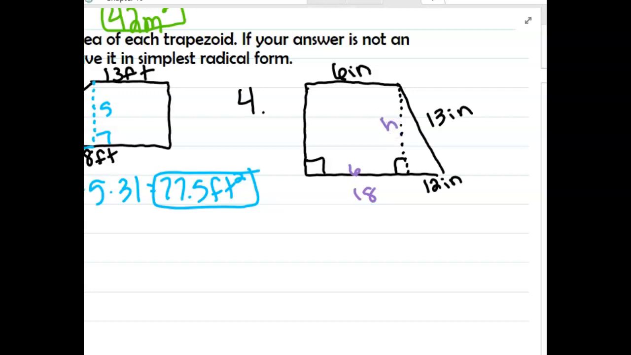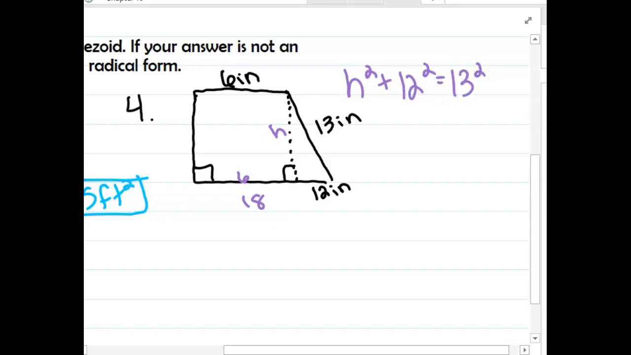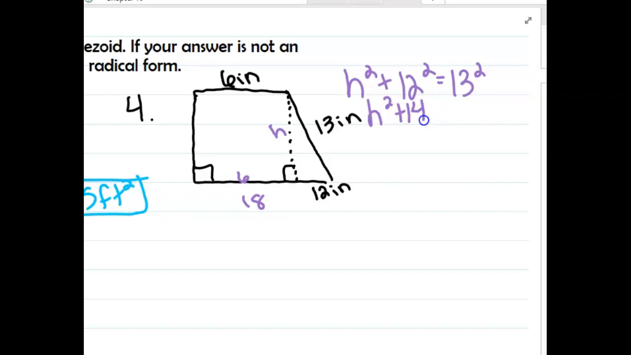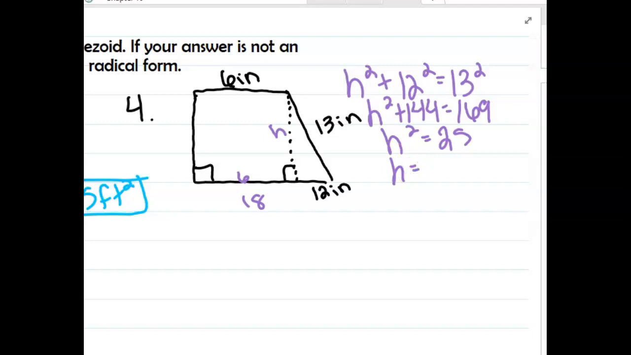So my height, if I were to take, let's get over here, my height squared plus 12 squared, it should give me 13 squared. Pythagorean theorem. There we go. So we'd have h squared plus 144. 13 squared gives me 169. You have to move the 144 over, and we should get h squared equals 25, which means h equals 5. And we're taking the square root, so h equals 5. So my height is 5, which means I have everything I need to find the area.